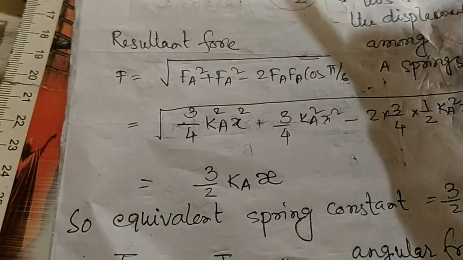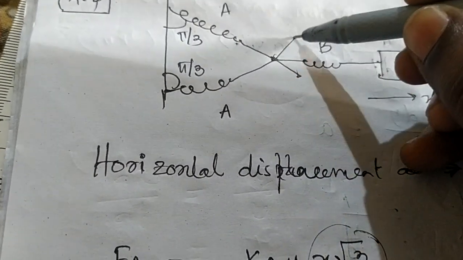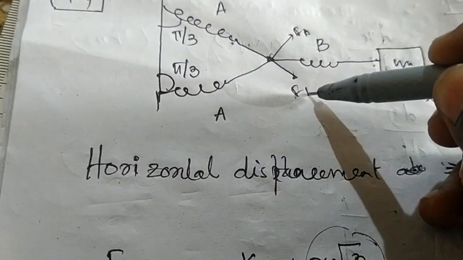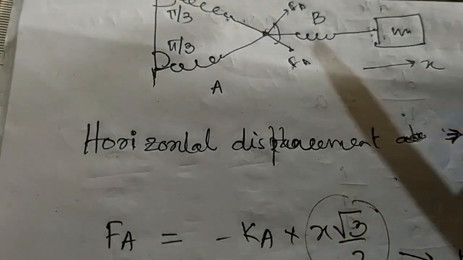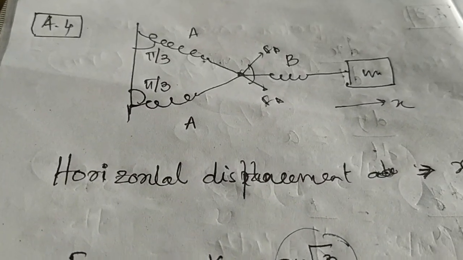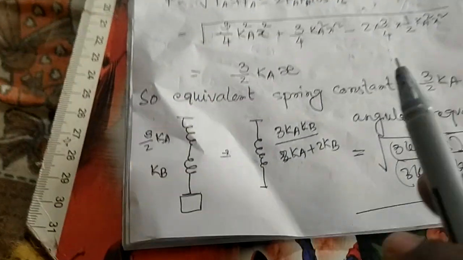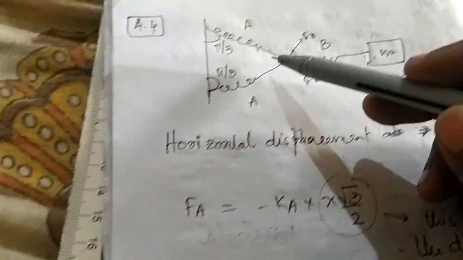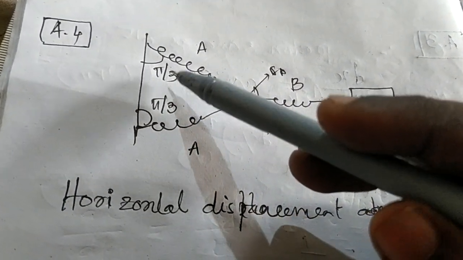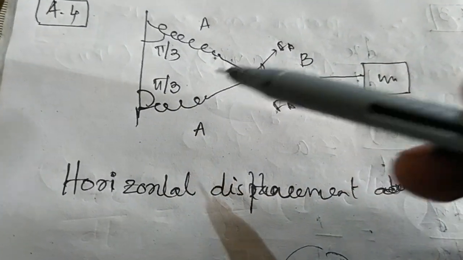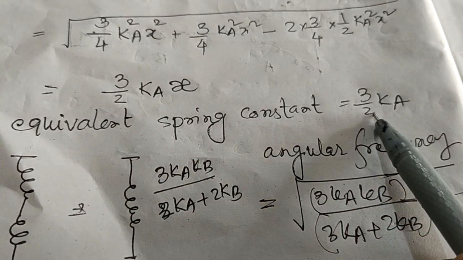The angle between them is this angle. This is now along FA. This is the force FA. Resultant force will be along this direction. So in this direction, the restoring force is 3 by 2 kx. So the equivalent spring constant of these two springs, which make angle pi by 3 with the vertical axis, is 3 by 2 Ka.